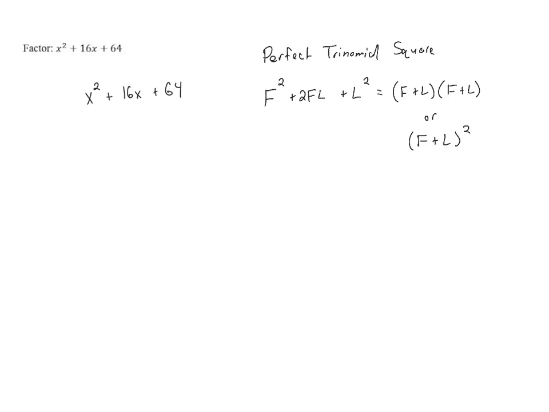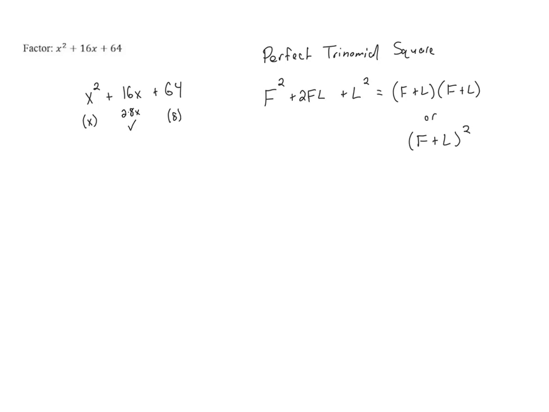So let's take a look at our trinomial and make sure that this actually fits the form for a perfect trinomial square. If we look at the first term, x squared, that is x squared. If we look at the last term, 64, that is 8 squared. And then in the middle, the formula says the middle has to be 2FL, which means it needs to be twice the product of those two things that get squared. Well, the product of x and 8 is 8x. And if we double it, we end up getting 16x. So that middle term is 2 times 8x, which checks. So we know that this is a perfect trinomial square.